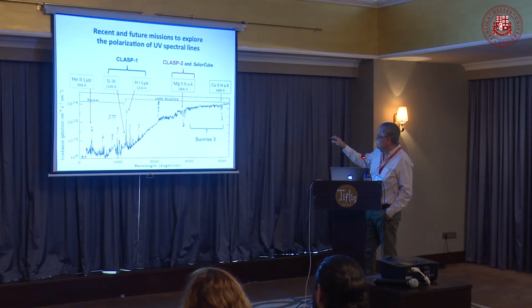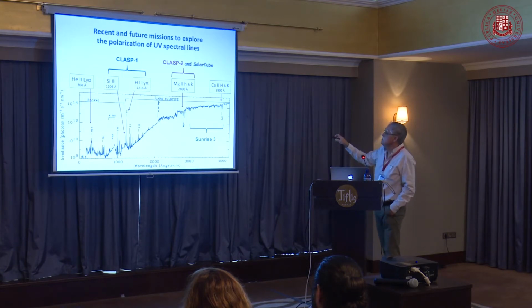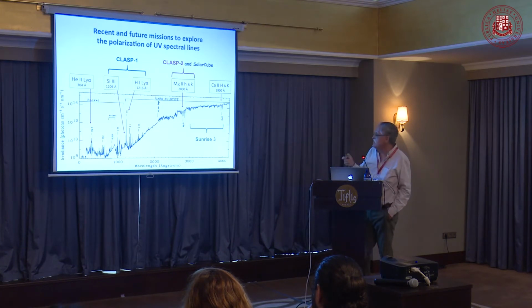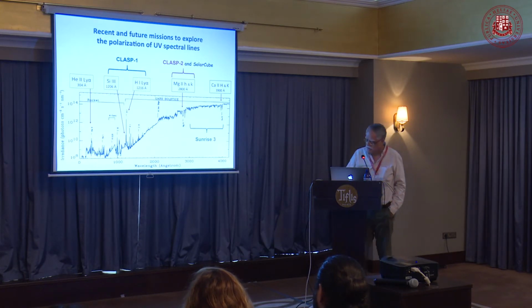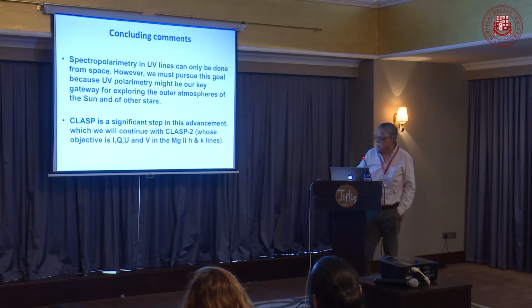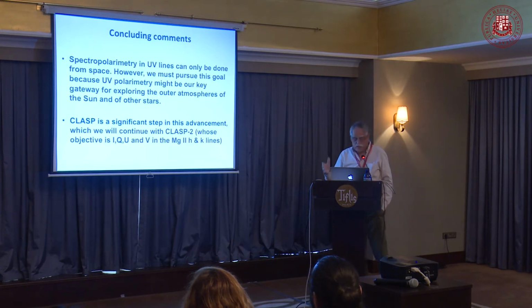And this has led to a proposal already accepted by NASA, which is the second flight of CLASP. There is also a proposal being evaluated, led by HAO, which is to put these things in a mini satellite with another instrument, and the Sunrise 3 team, led by Max Planck, is thinking seriously of doing spectropolarimetry between 3,000 and 4,000 angstrom. So these are my conclusions. Thank you very much.